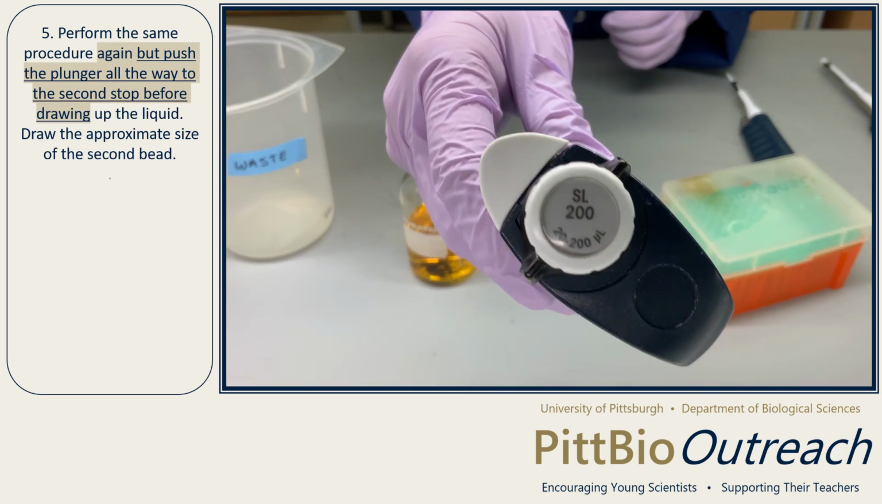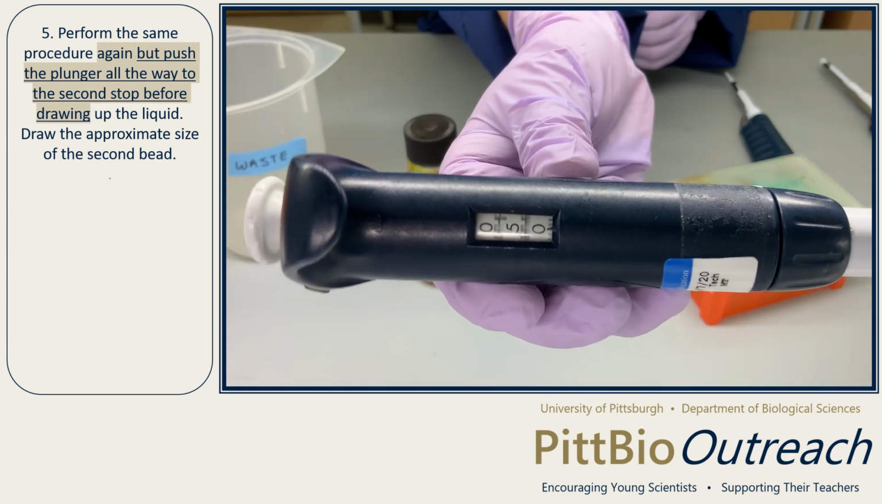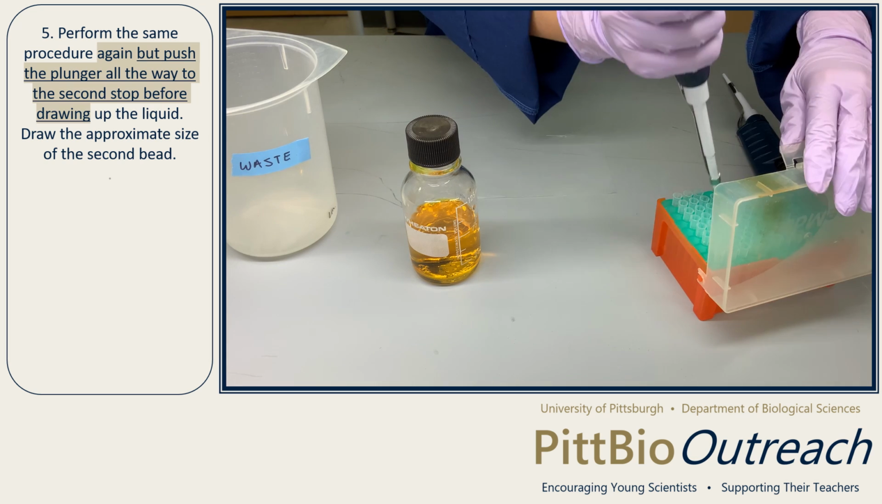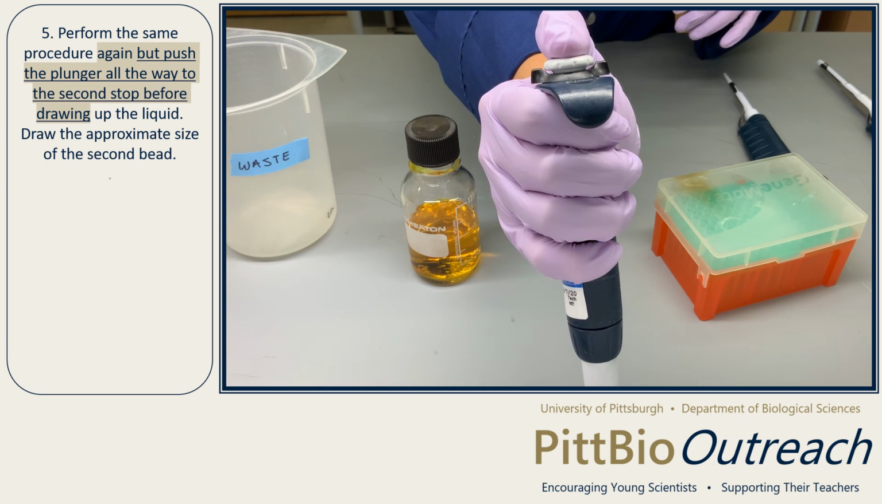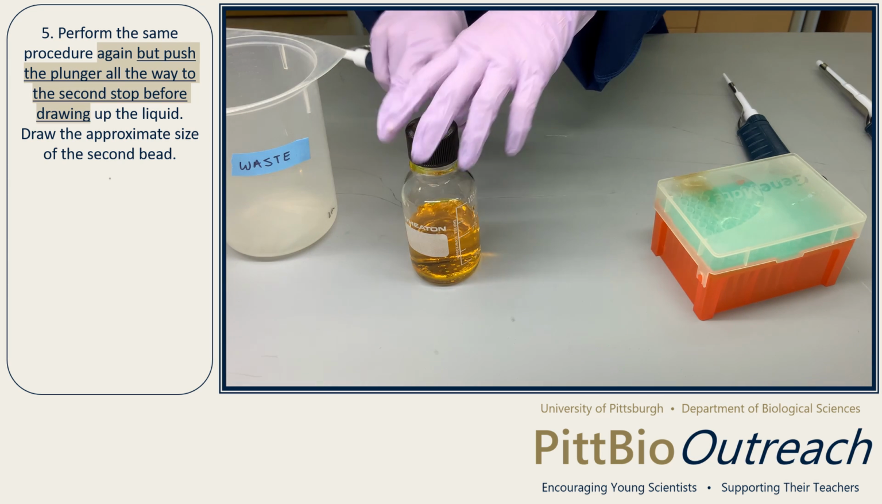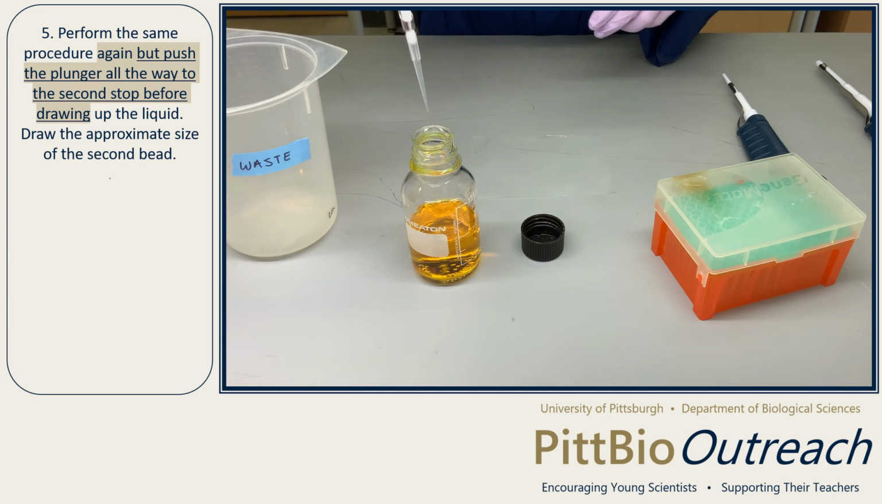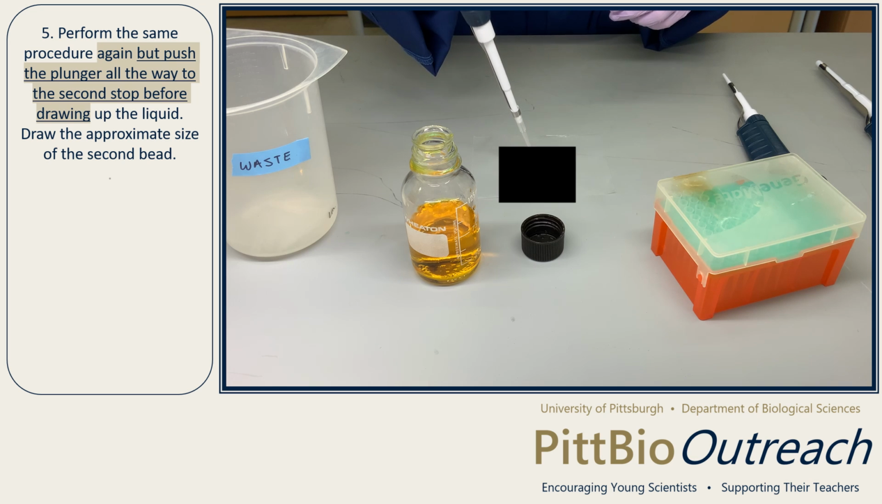Step 5. Perform the same procedure again, but push the plunger all the way to the second stop before drawing up the liquid. Draw the approximate size of the second bead below.